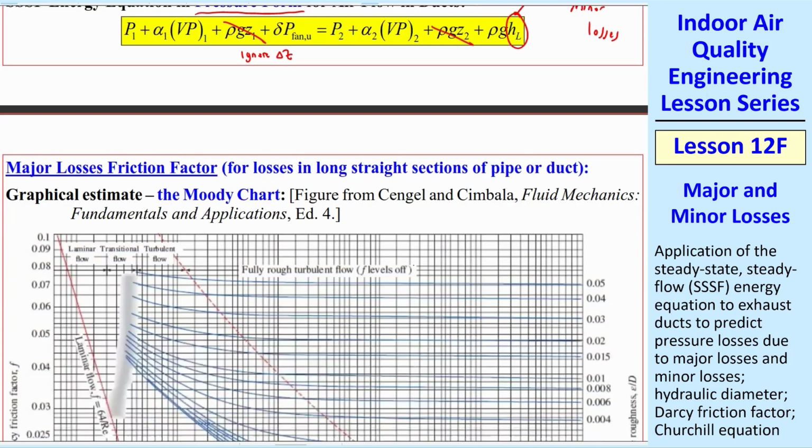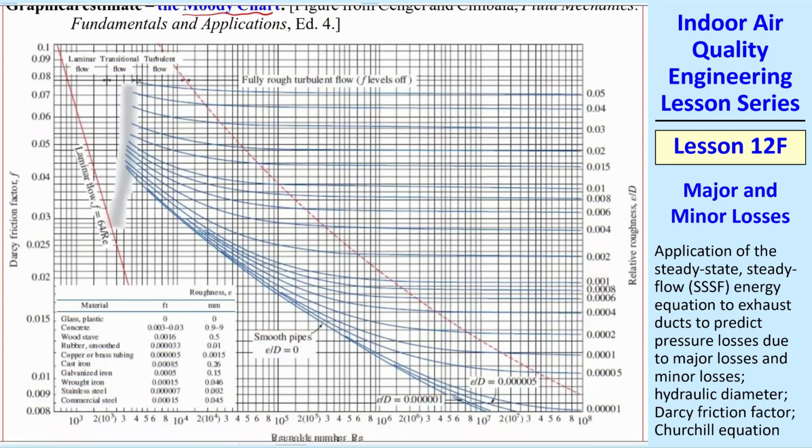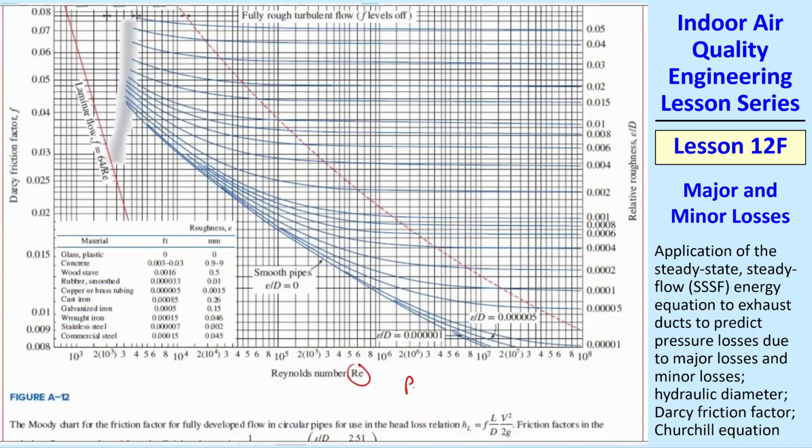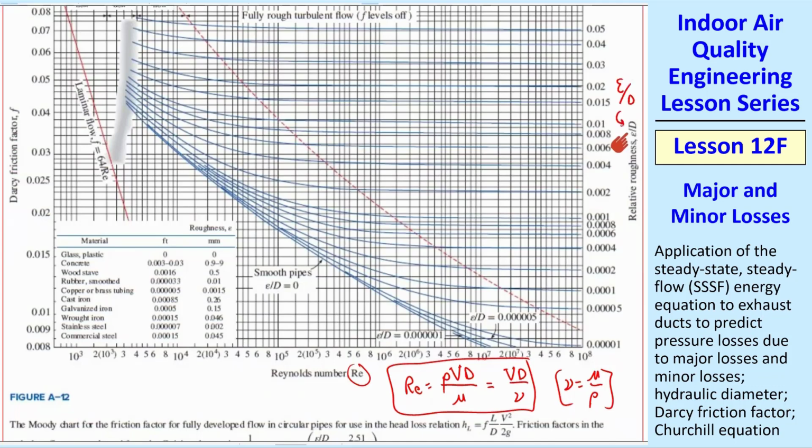All of you have probably seen the Moody chart. You calculate your Reynolds number. Re is rho V D over mu, or V D over nu, where nu is mu over rho. Once you calculate the Reynolds number on the horizontal axis, you also have a roughness parameter. This is hard to read, but it's epsilon over D. Epsilon is the average roughness height, and you can pick off f, the Darcy friction factor, from the Moody chart.